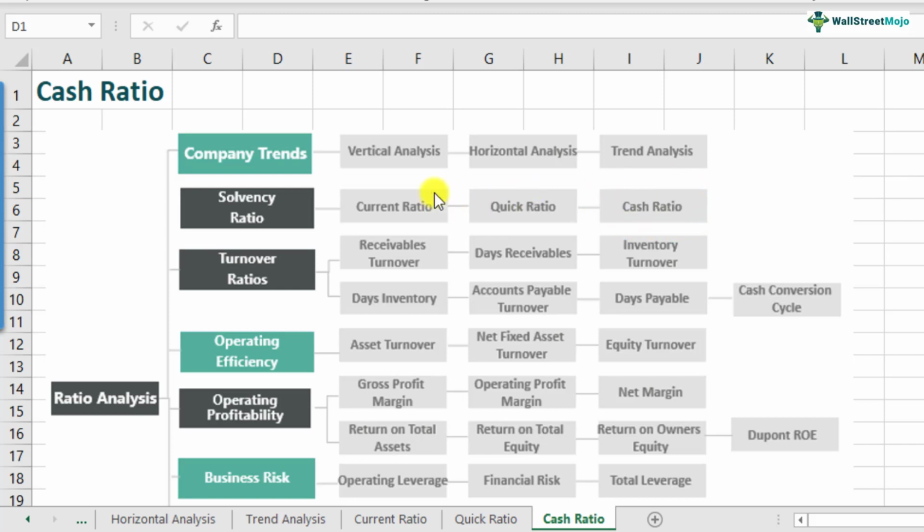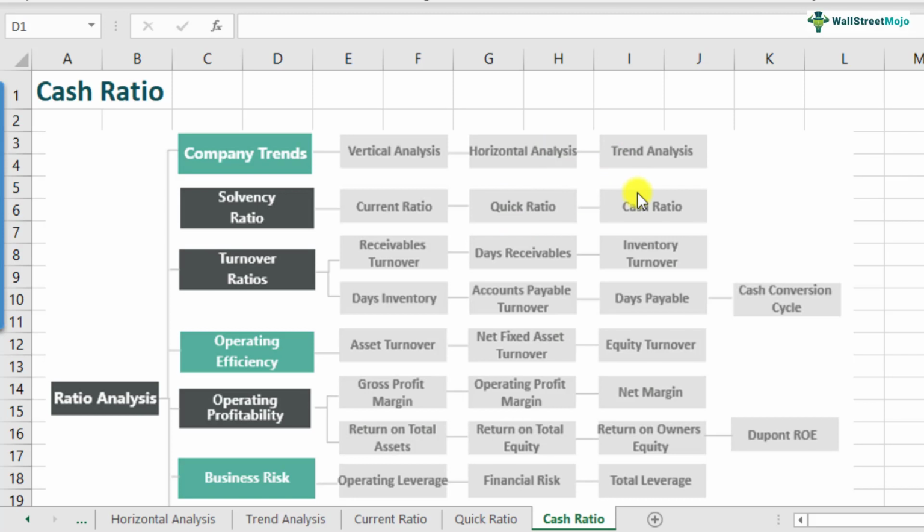If you look at the formula for current ratio, current ratio is current assets divided by current liabilities. However, when we talk about quick ratio, we say that since inventory is difficult to convert into cash pretty quickly, we should deduct inventory from the formula. So quick ratio is current assets minus inventory divided by your current liabilities.